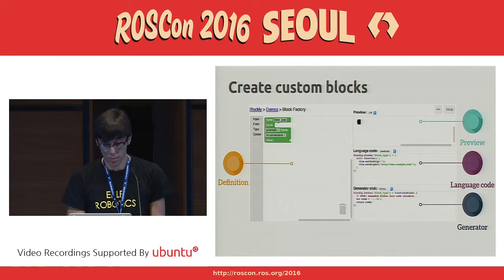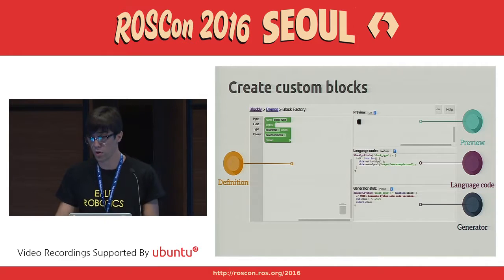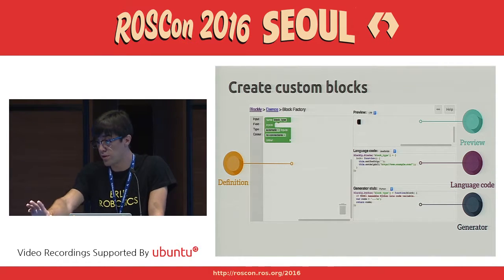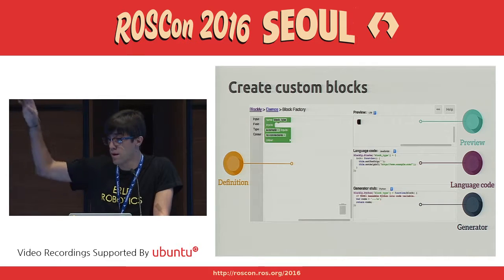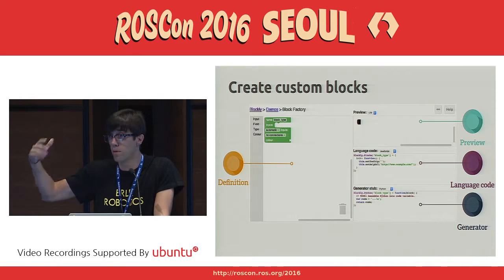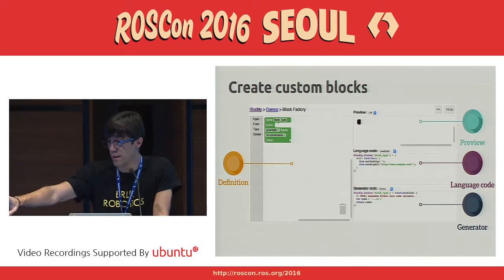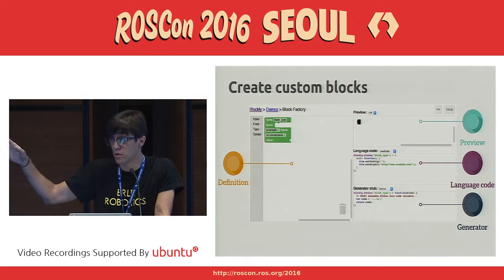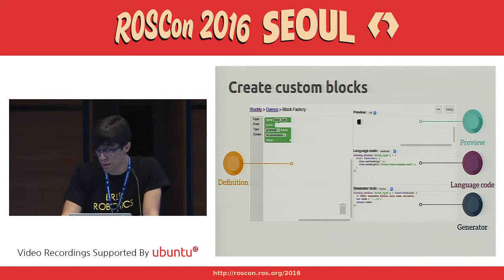So if you would like to create your own blocks, you don't have to know about JavaScript. If you don't know it, we have an interface. It's the same as Blockly. You can drag and move different blocks to the definition box. And in the preview, at the top right of the image, we can see the preview of the block that we are creating. In the language code, we are going to see the JavaScript code that we have to include in the blocks folder. And the last box, the generator box, is going to be your ROS code. You have to write your ROS code there and include it in the generator file.